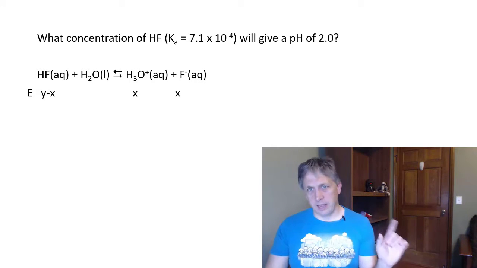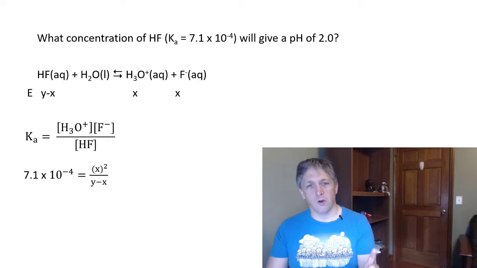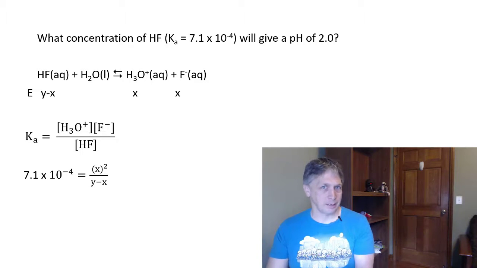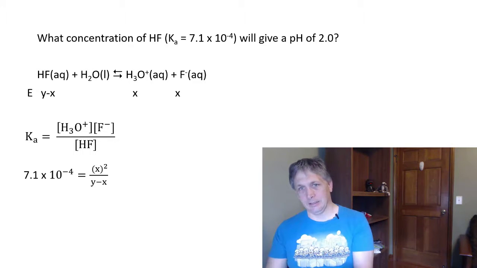Now, we once again take what we know up to this point, plug it into our equilibrium expression for Ka. So we know the Ka is 7.1 times 10 to the negative 4. That's known for this acid. Again, our concentrations for our products are X and X, so X squared on top. And for our original acid's concentration, we know it's Y minus X. So again, to figure out what Y is, we need to know what X is.